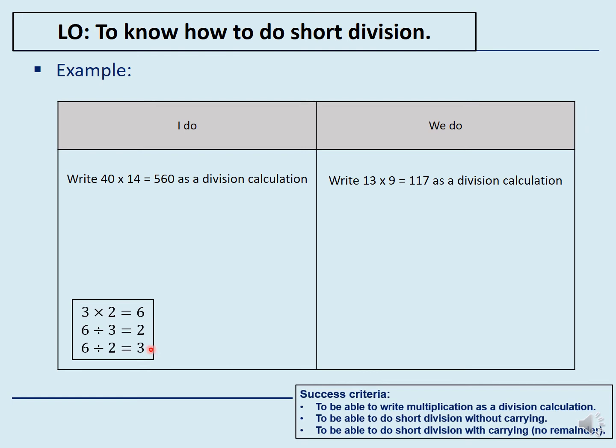That's what we're doing here, but just with bigger numbers. So if 40 times 14 is equal to 560 and they're asking me to write it as a division calculation, I just go backward. I can write 560 divided by 14 equals 40, or 560 divided by 40 equals 14. Just keep that easy example in your mind, then you will be able to do all the questions. Pause the video and have a go with this question.